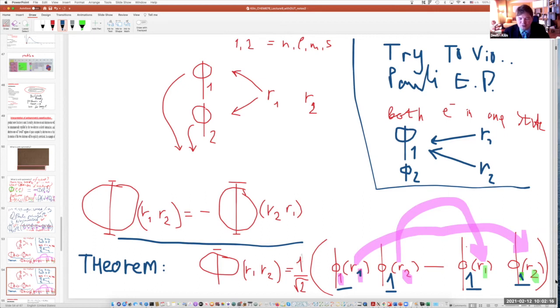Just show, look here, phi 1 R1, phi 1 R2, minus phi 1 R1, phi 1 R2. What will be the answer? 0. Yes, thank you. 0, which means such a wave function does not exist, which means we did something wrong.